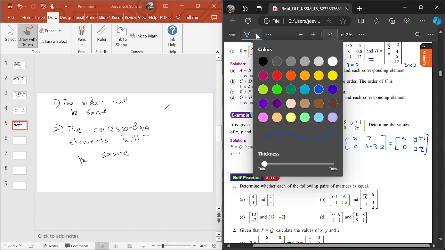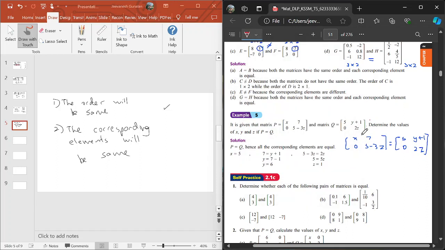So let me change some colors. Okay, so if you look here, these must be the same as this, right? So you can straight away tell x is equal to 5, and these should be equal to this, right? So you can straight away tell y plus 1 should be equal to 7, and now y is equal to 6. So you got the values of x and y.